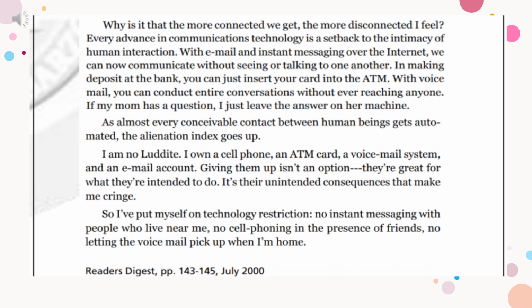So I put myself on technology restriction. No instant messaging with people who live near me. No cell phoning in the presence of friends. No letting the voicemail pick up when I'm home. Reader's Digest, pages 143 to 145, July 2000.